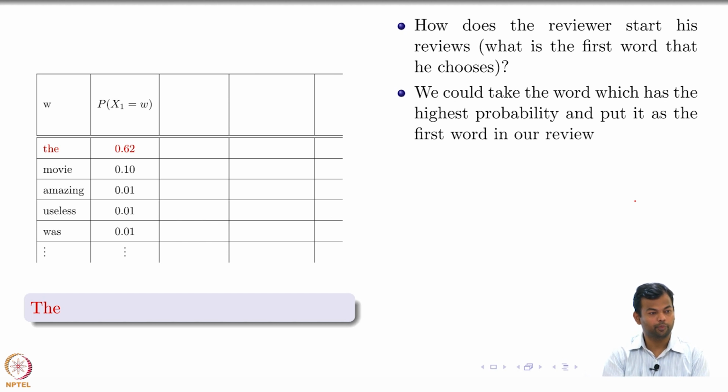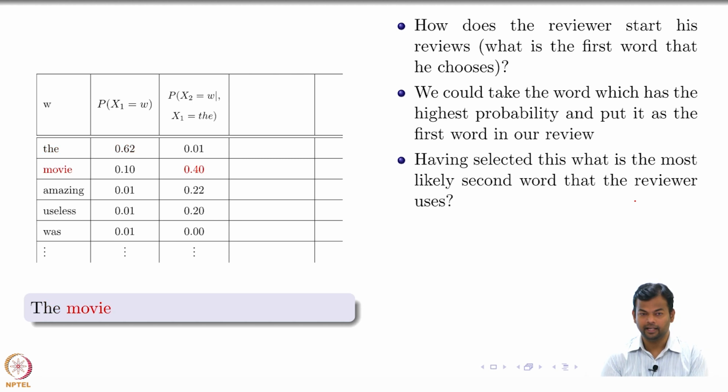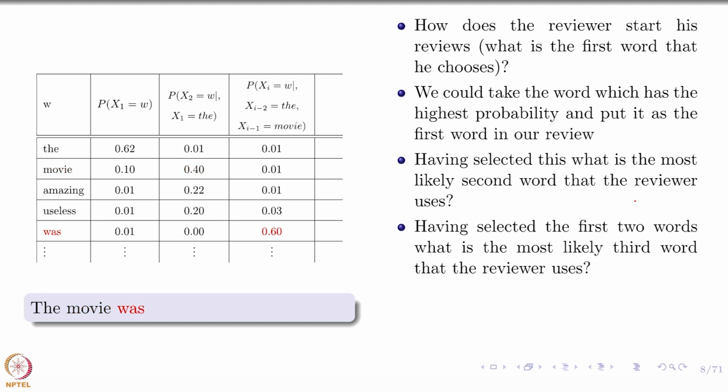Now how will you choose the second word? Given x1 is equal to the, find x2 equal to W for all the 50 words and take the highest one. This results in the movie. And then the third word, x3 equal to question mark, given x2 equal to movie and x1 equal to the. Again you get some maximum word, and that way you will continue. So I've done all this complex stuff and you have come up with one review for the reviewer.